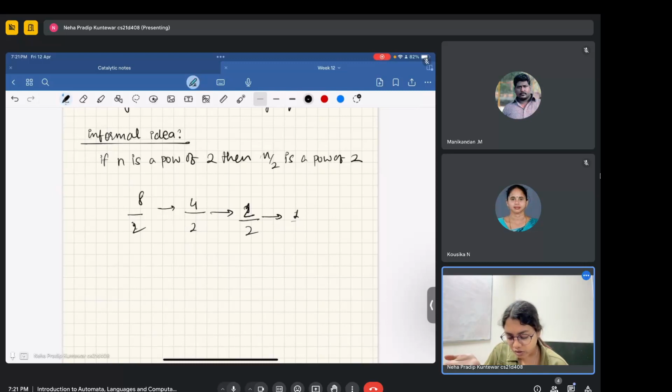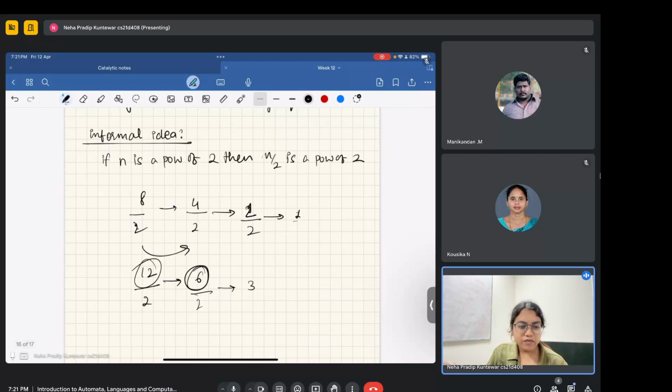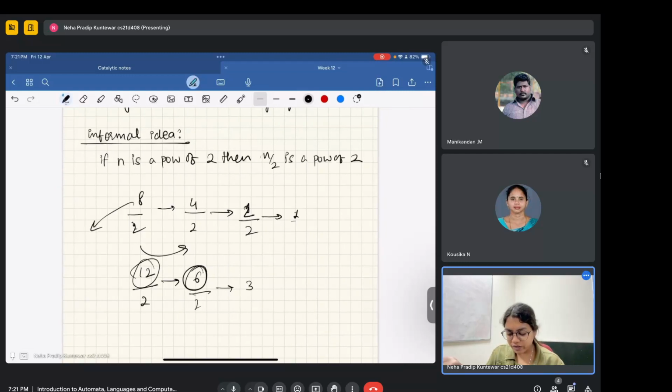So we can't say divide by 2, and if the number is even, then accept. Because let's say the number was 12. If you divide by 2, then you get 6. But we should not accept simply at this point because 6 is even. Because if you divide this further, then you get 3, which is not a power of 2. In fact, 12 itself is not a power of 2. The next power of 2 is 16. So it is not enough.